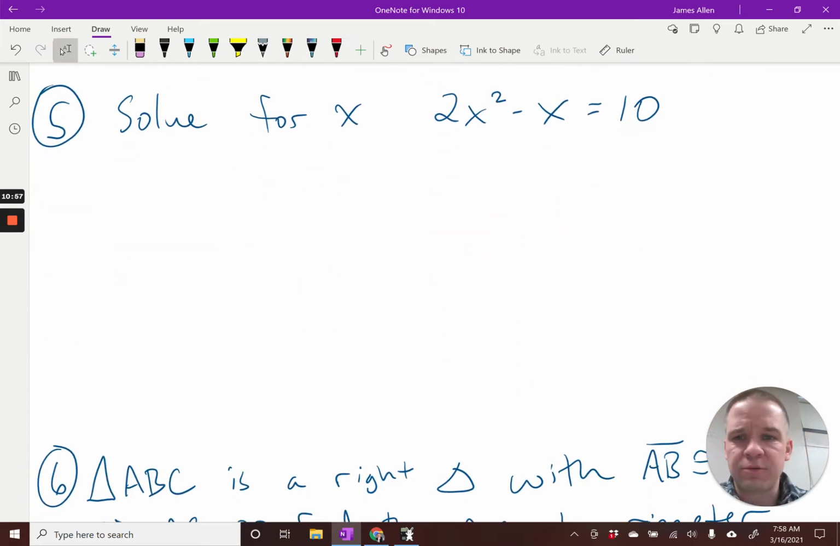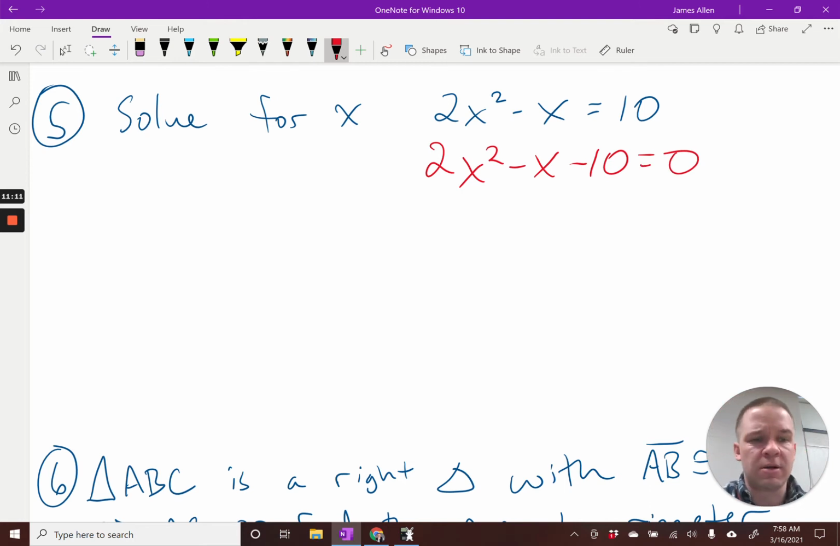Not even geometry. Just solve for x. 2x squared minus x equals 10. Oh my goodness. Is that a lead coefficient? Is it not even set equal to 0? What are you doing to us, Mr. Allen? Oh, I know, right? Boom. Already set equal to 0. Now I got a lead coefficient factor.